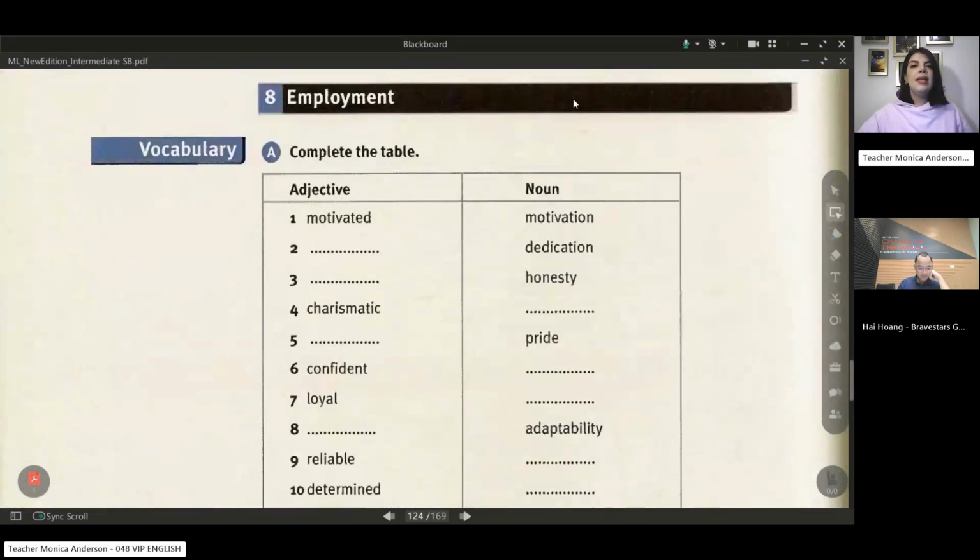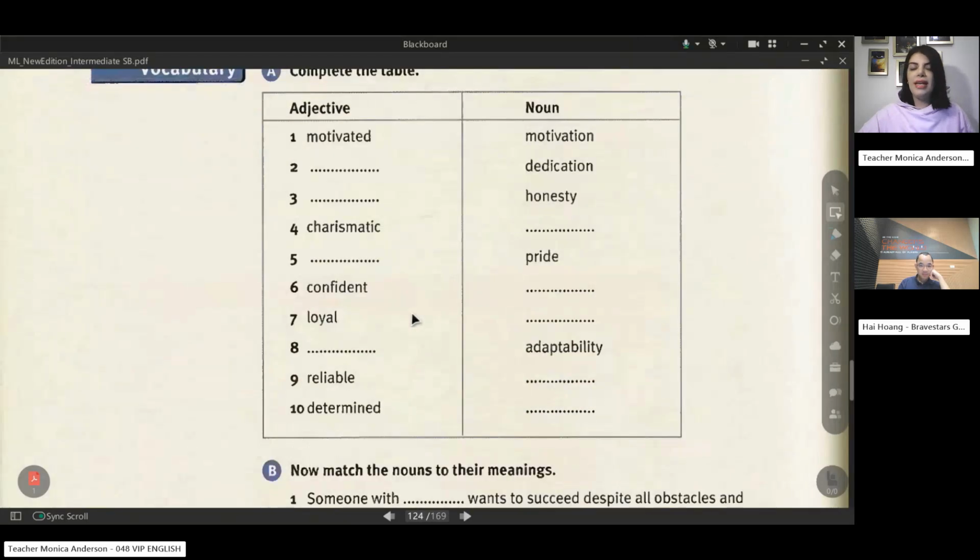And so actually this part is really good because normally we know some words, in adjective or noun form or verb form, but of course they can have more than one form. For example, one word can be used as adjective or noun or verb. So here we're gonna write adjectives and nouns. For example, motivated is adjective, motivation is noun.